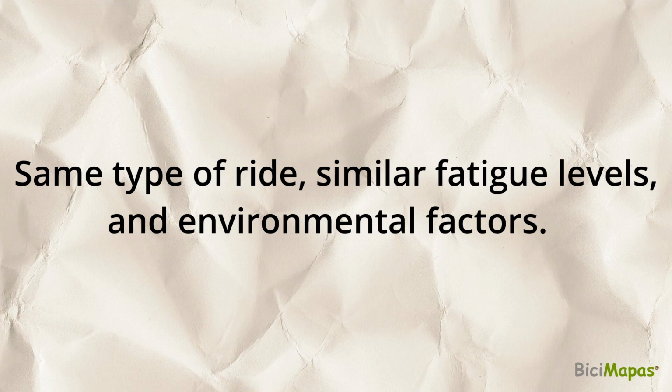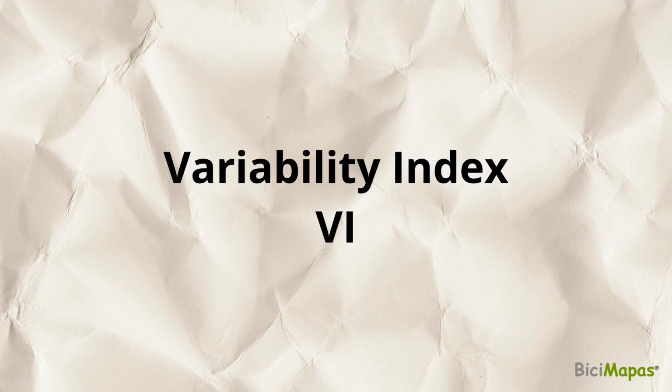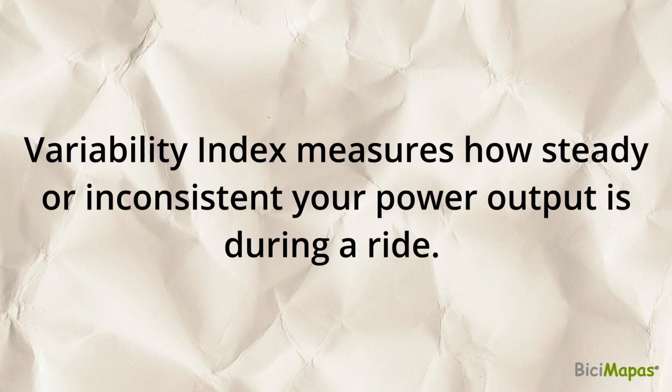Same type of ride, similar fatigue levels, and environmental factors. Detecting fatigue. If EF suddenly drops, it may indicate accumulated fatigue or overtraining. Variability index, or VI. Variability index measures how steady or inconsistent your power output is during a ride.